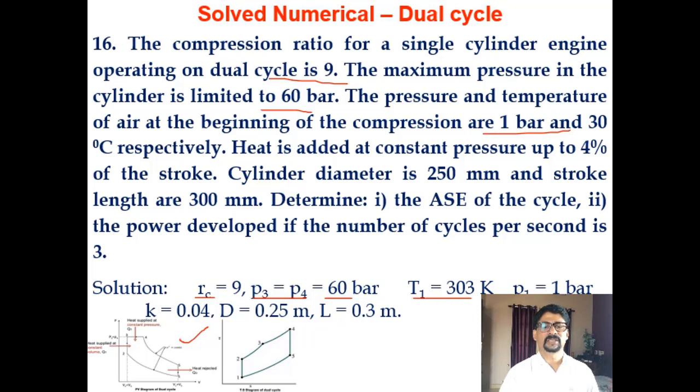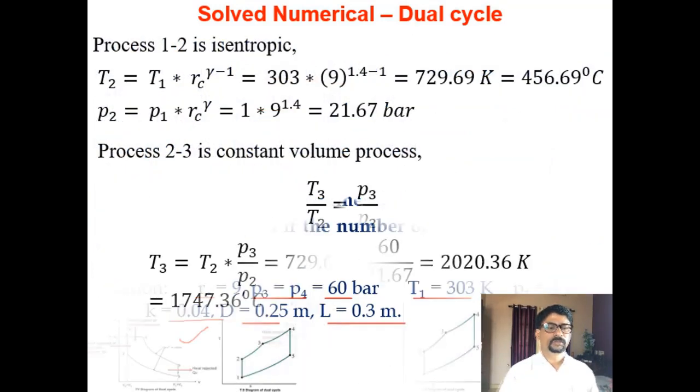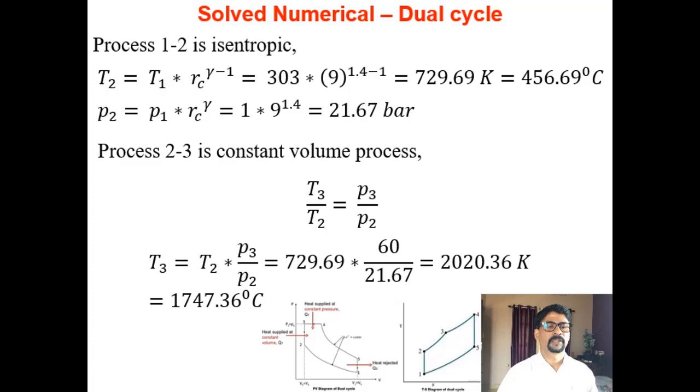So T1 is 303 Kelvin, P1 is 1 bar. Heat is added at constant pressure up to 4% of the stroke, so K is equal to 0.04, or 4%. Then D is equal to 0.25 meters, the diameter of the cylinder, and stroke length is 300 mm, 0.3 meters. Okay, so let us find out the temperatures and pressures.